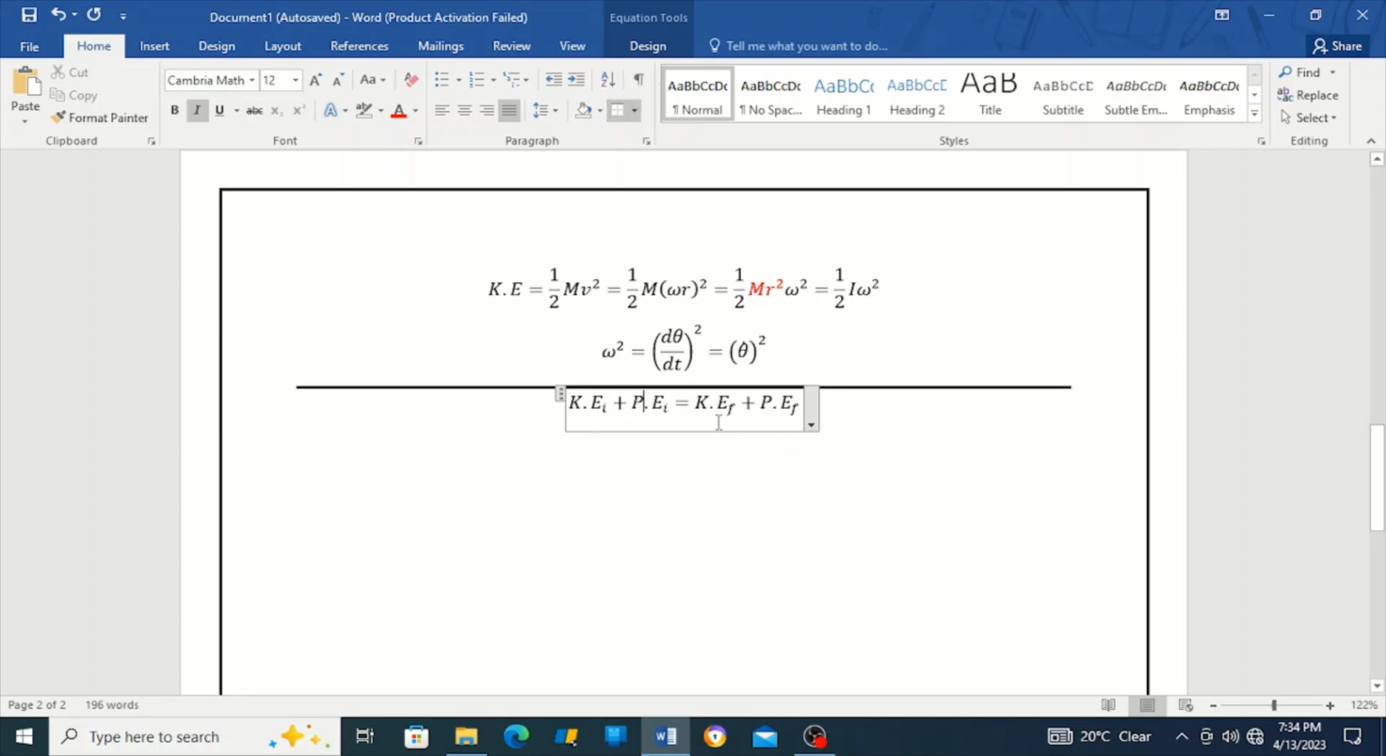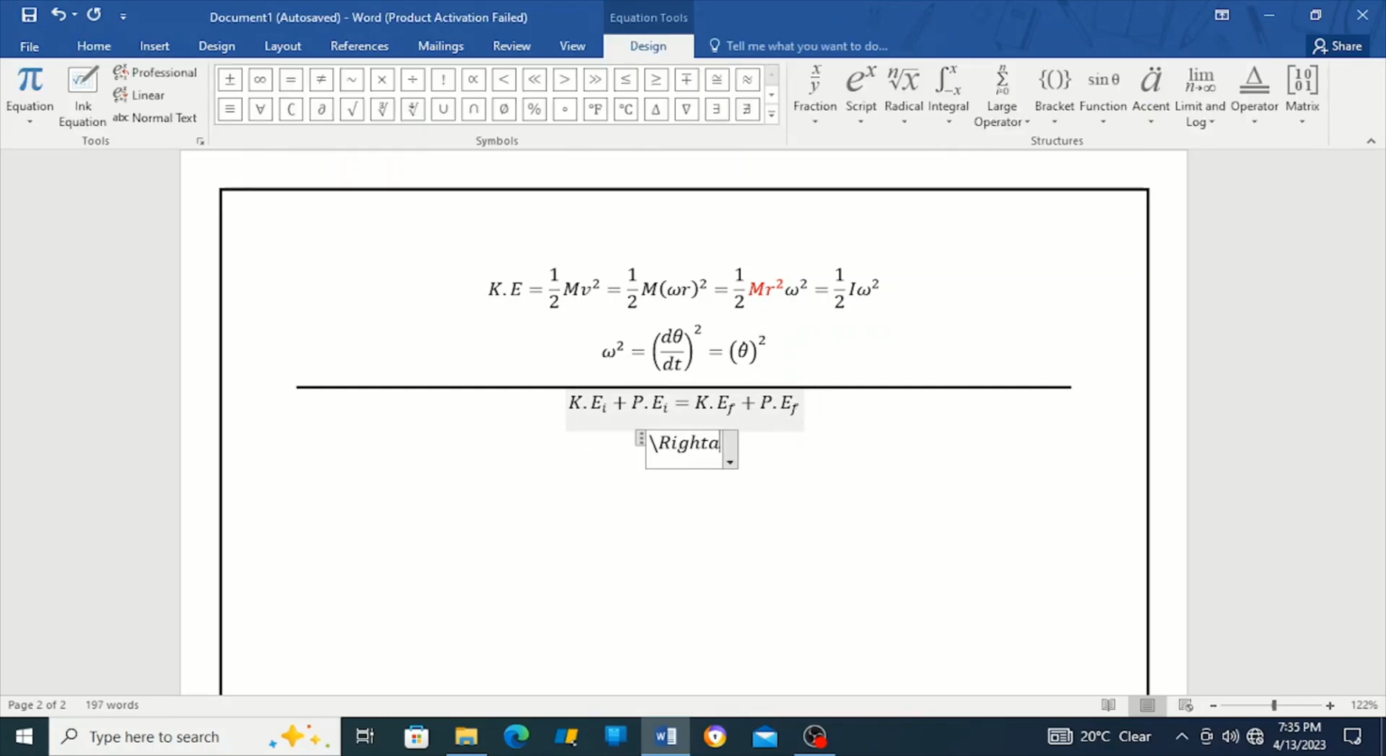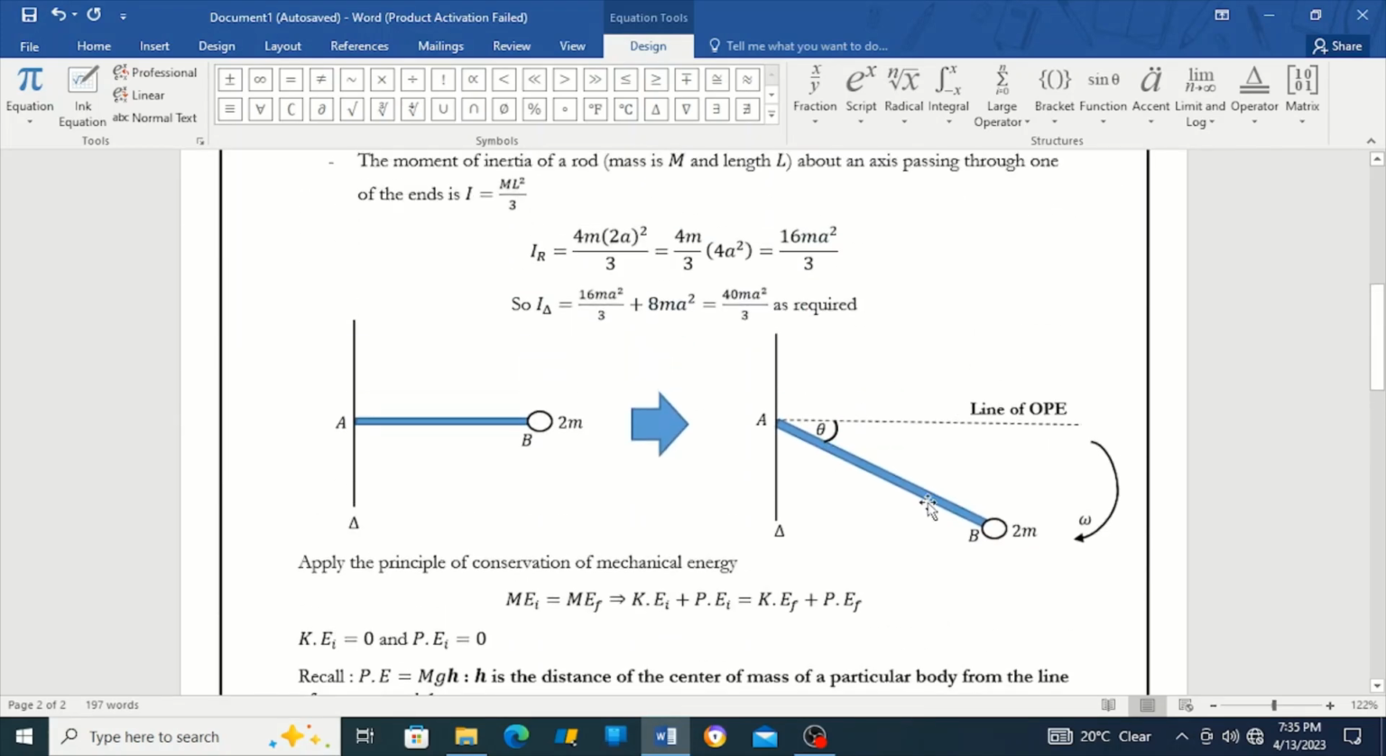So K initial plus P initial, both are 0, so 0 plus 0, which is 0, is equal to our KE final. Because normally to get the KE final, we take half times the moment of inertia, because we need to take the KE final for the rod and the KE final for the particle.